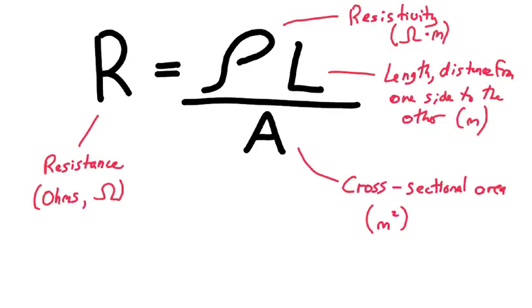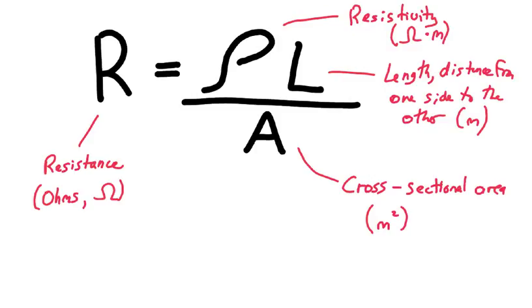And in ohms, we use the Greek letter omega. It's the upside-down horseshoe-looking thing here to represent this. So ohms for resistance. And then rho, which is the resistivity of the material. So if we were using copper, we'd have one value for resistivity. If we were using brass or gold, then we'd have a different value for resistivity. That's going to be measured in ohm meters.